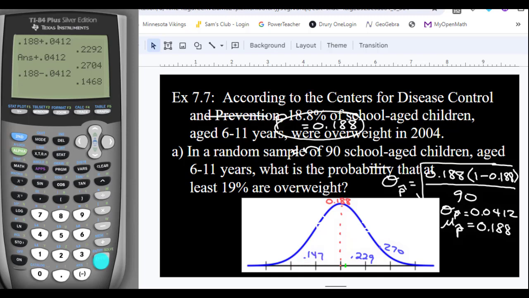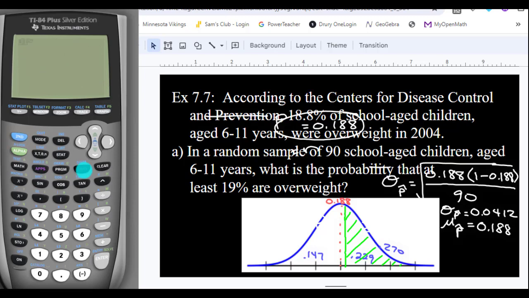We're looking for 0.19, which is right here, right next to that 18.8, and we're looking for greater than or equal to. So just by examining our graph, knowing that the mean divides it into 50% below and 50% above, we would expect this number to be pretty close to 0.5, but a little bit less than that because there's not quite as many people above 0.19 as there is above 0.188. So let's go ahead and type this in.